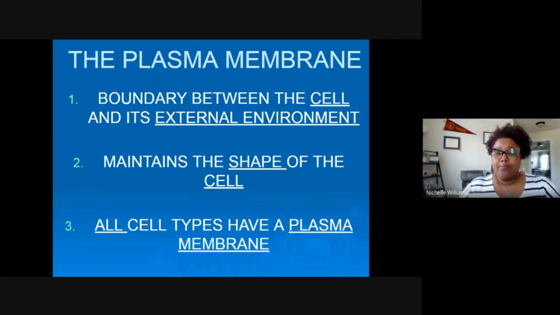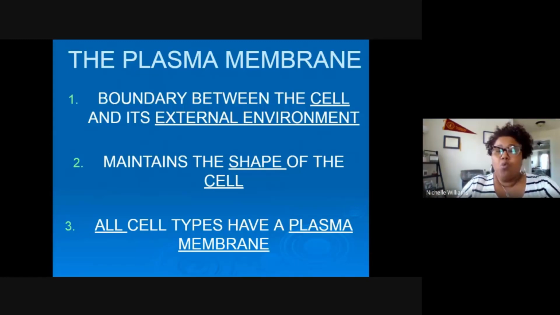or external environment. It helps to keep the shape of the cell, and all cell types have a plasma membrane. So those are some of the features or characteristics of the cell membrane. But now moving into more of its function. Yes, maintaining the shape of the cell and keeping all those contents of the cell inside is a primary function, but it has additional functions as well.